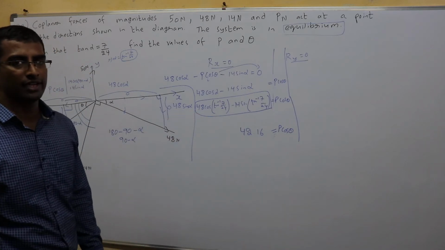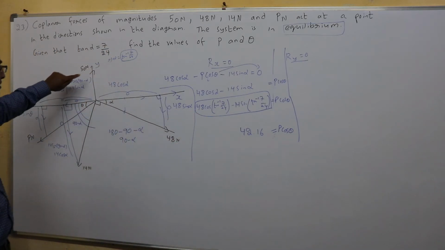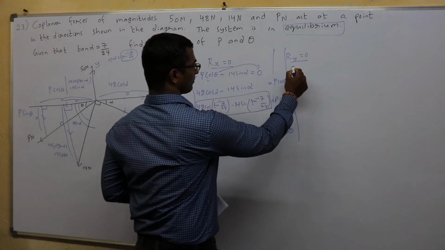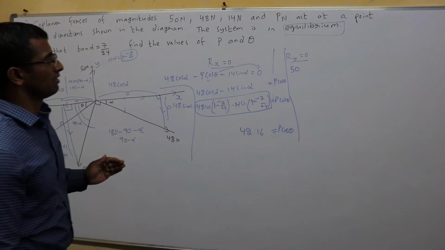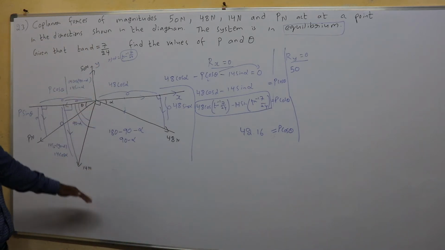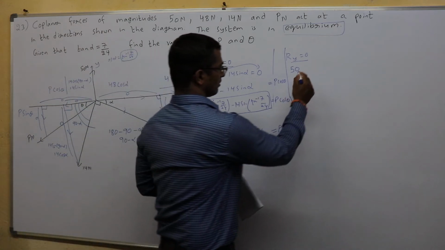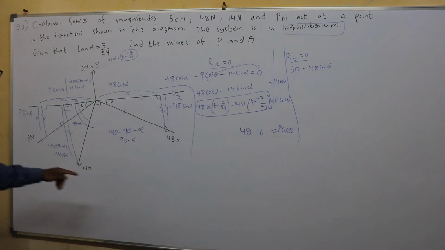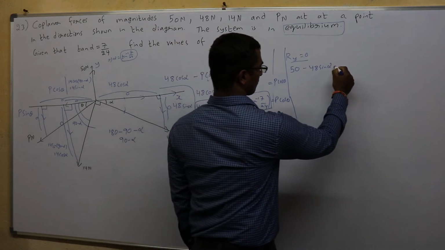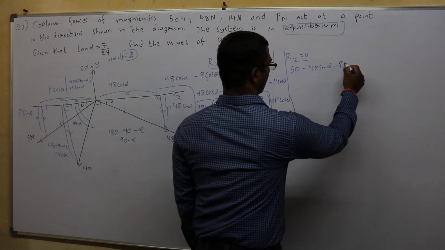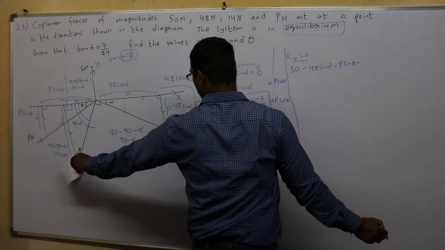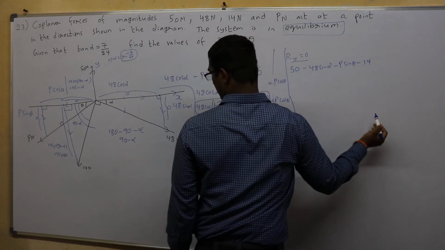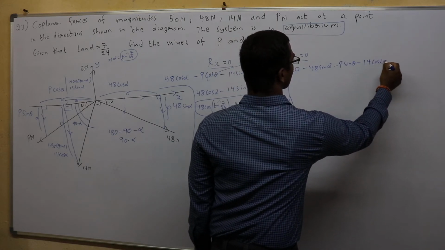Now let's resolve Ry. What all are acting in positive y-axis? Only 50. So 50. What all are acting in negative y-axis? 48 sin alpha. So minus 48 sin alpha. What is acting further below? Also these two, which is P sin theta and also 14 cos alpha. So minus P sin theta minus 14 cos alpha equal to 0.